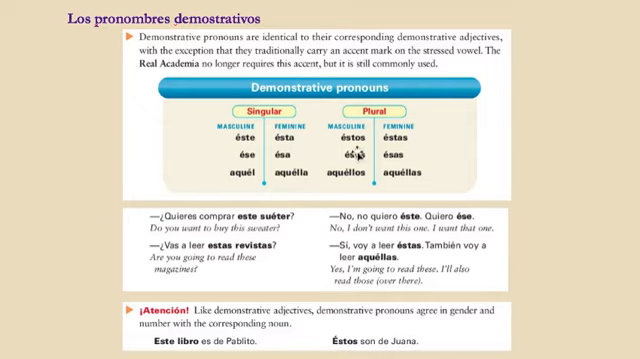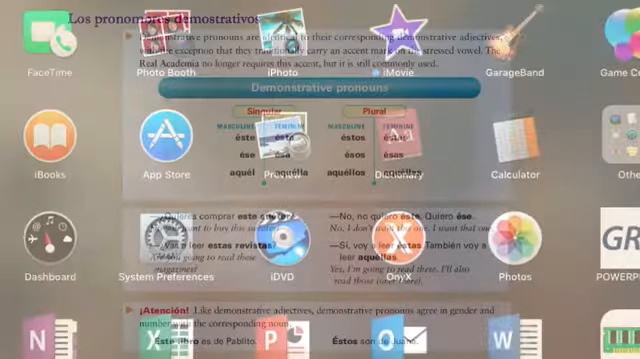So if you notice, the pronoun has replaced the noun in the sentence, much like a direct object to a degree, and has the meaning of either the one that's close in proximity to the speaker or farther away. Por ejemplo, ¿vas a leer esas revistas? Sí, voy a leer estas. También voy a leer aquellas. I'm also going to read those ones over there. And everyone listening would understand that aquellas, without the word revistas, is referring to the farther away magazines. As with demonstrative adjectives, demonstrative pronouns must agree in gender and number and have concordancia with the noun. Por ejemplo, este libro, este Pablo, estos son de Juana.